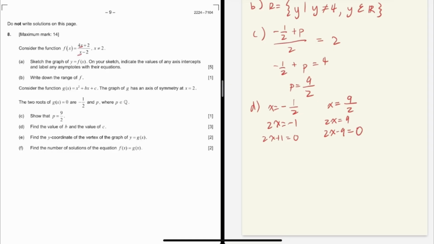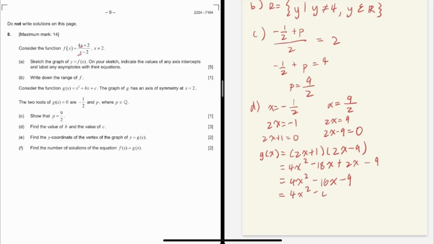So through this, you would find the two factors of g of x, and so you would do g of x equals 2x plus 1 times 2x minus 9, and then you just multiply and get 4x squared minus 18x plus 2x minus 9, which is equal to 4x squared minus 16x minus 9, and so you get x squared minus 4x minus 9/4. And b equals -4, and c equals -9/4.